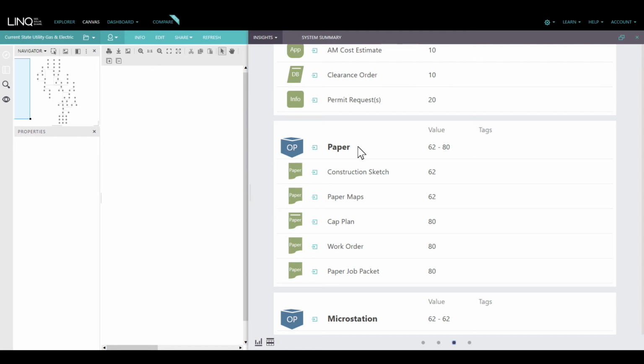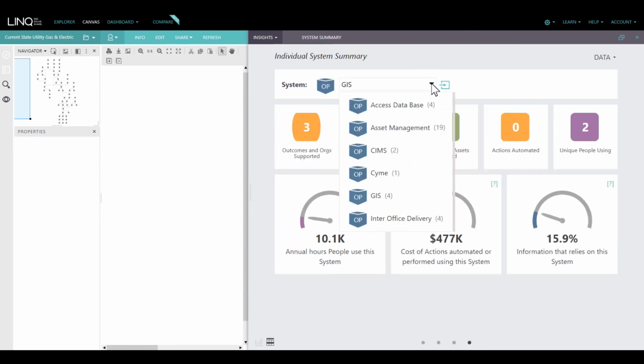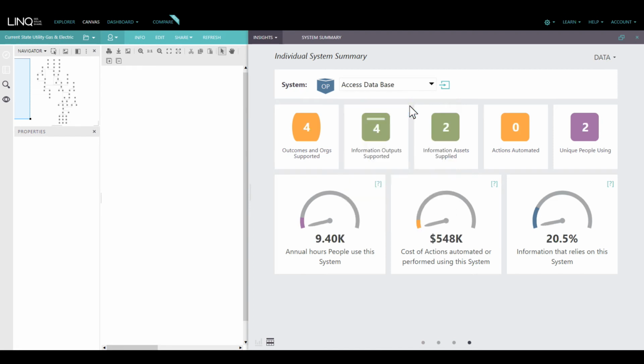And finally, we can look at the individual system summary insight. By selecting the desired system, we can quickly see how many outcomes are supported, information outputs supported, information assets produced, actions automated, and the number of roles that use it. Additionally, we can see how many hours are being spent, the cost of using it, and the amount of information that relies on the system.